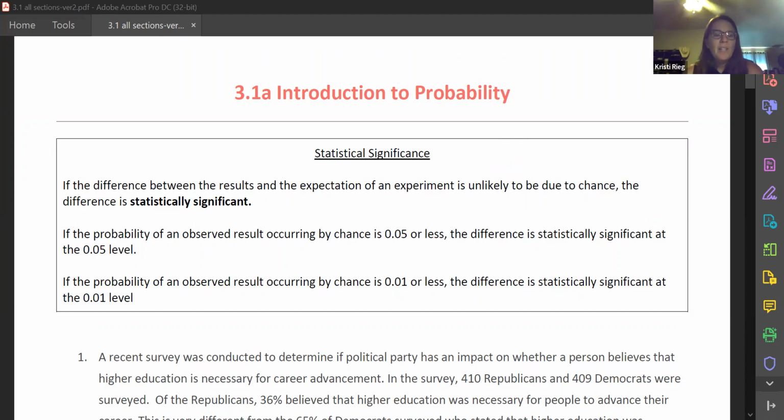Anyways, if the distance between the results and the expectation of an experiment is unlikely to be due to chance, the difference is statistically significant. So basically we want to talk about what's due to chance. Well, just think about flipping a coin. Could you flip a coin one time and get heads? Absolutely. Could you flip a coin 5 times in a row and get heads? Yeah. Could you flip it 10 times in a row and get heads? I mean, you could, right?